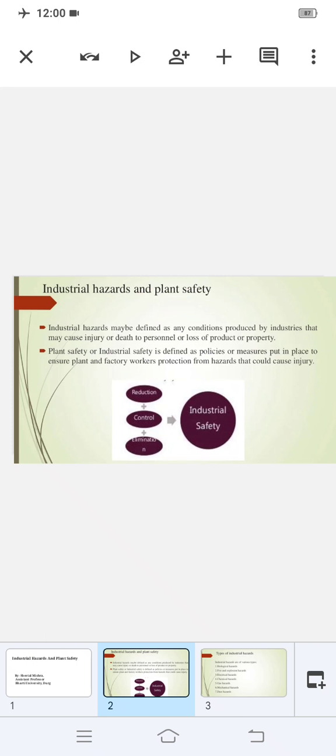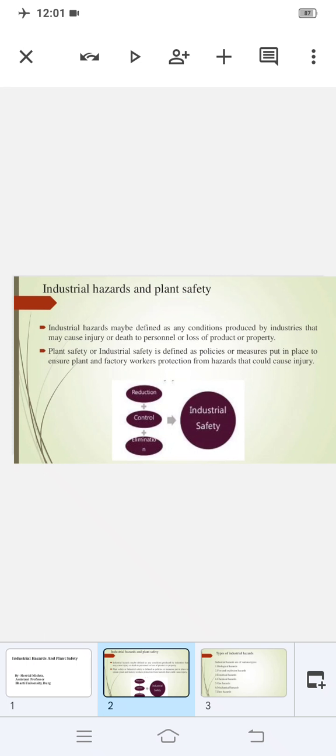And what will be an industrial hazard? An industrial hazard is defined as any condition that has been produced in the industries which may cause any injury or death to personnel, or loss of product or property. Okay, so this will be your industrial hazards. Next terminology is safety. Everybody knows what safety is. In simple terms, we can say that freedom from the occurrence of risk, injury or loss can be coined as safety.